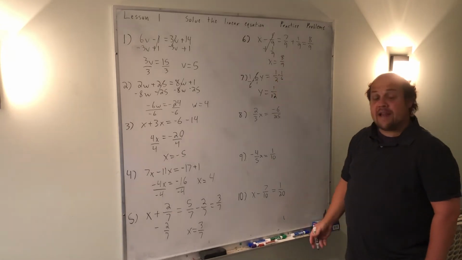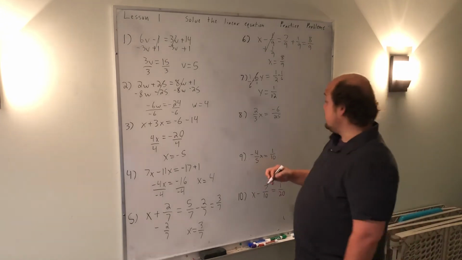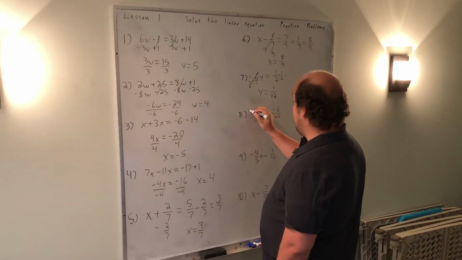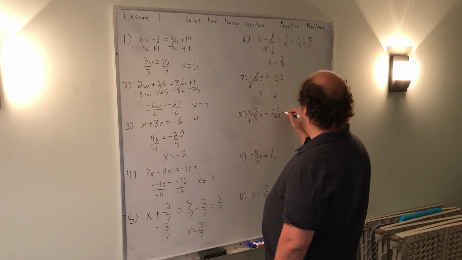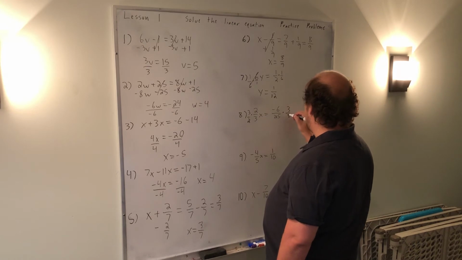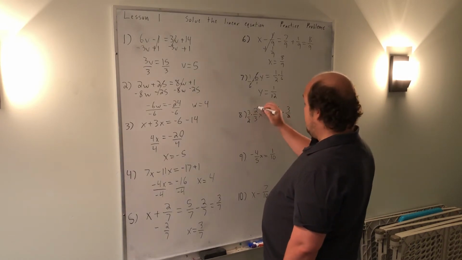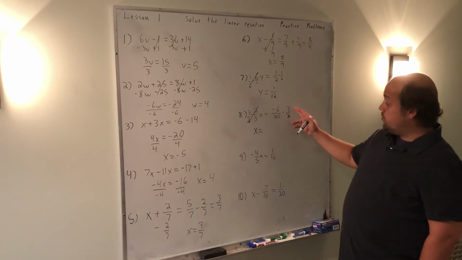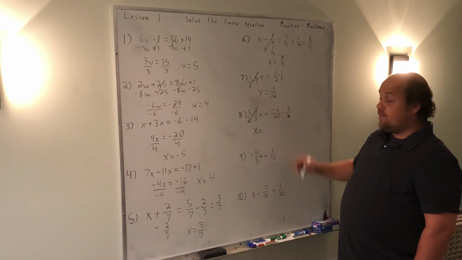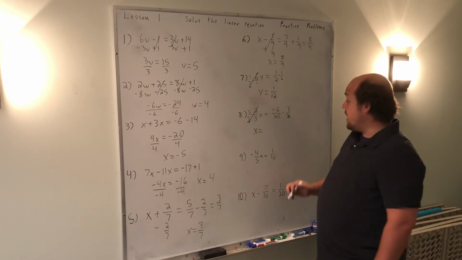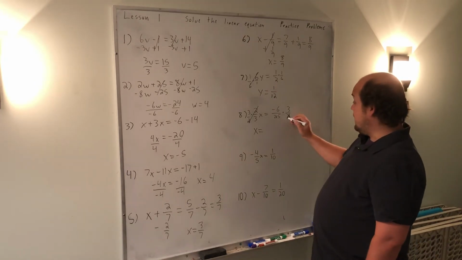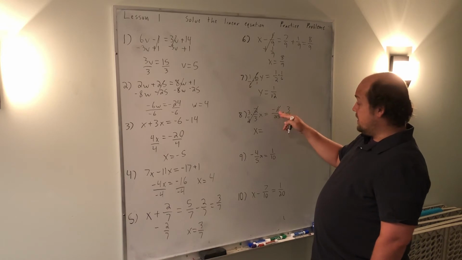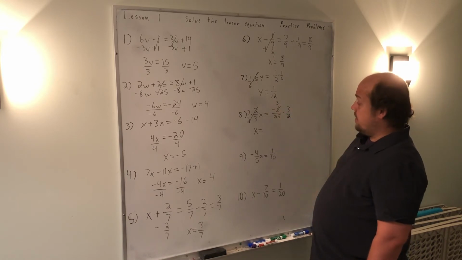In problem number 8, since I have 2/3 on the left-hand side, I'm going to multiply by its reciprocal, 3 over 2. When I multiply by 3 over 2 here, these will go away and just leave me with x. I could multiply this out and get negative 18 over 50, but you're better off saying, well, wait, I know that 2 goes into this and this. 2 goes into 2 once, 2 goes into negative 6, negative 3 times.